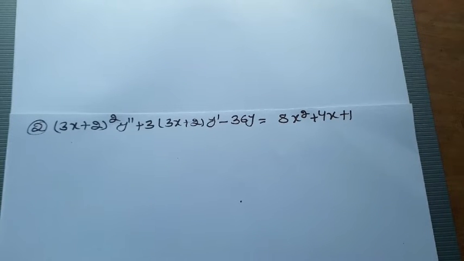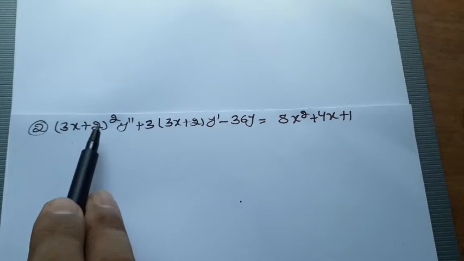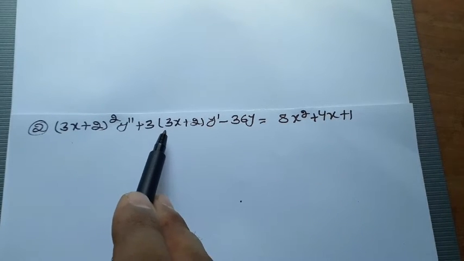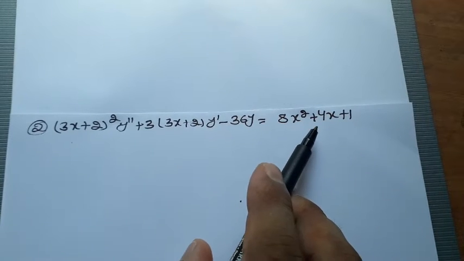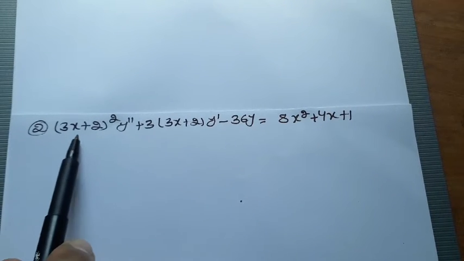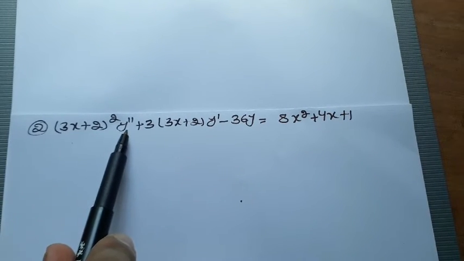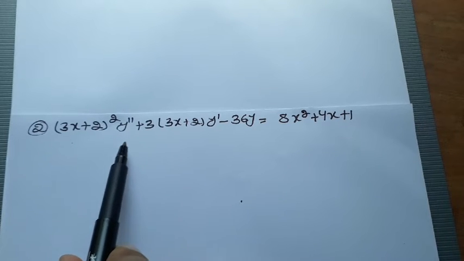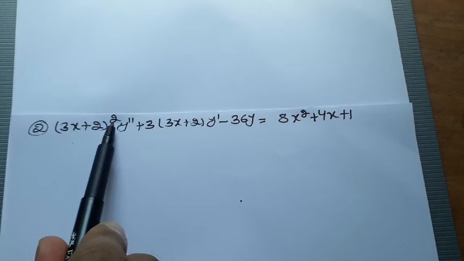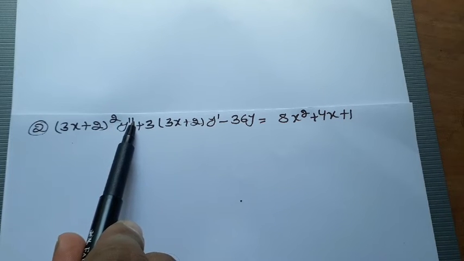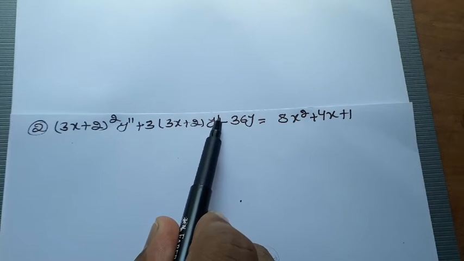Okay, similarly we move on to the next problem. Solve (3x+2)² y'' + 3(3x+2) y' - 36y = 8x² + 4x + 1. As we know, if it is in the form of (ax+b), it is a Legendre's equation, so it is a Legendre's linear differential equation. And check the power also: here 2 is there, second degree, so power is 1 and first order.